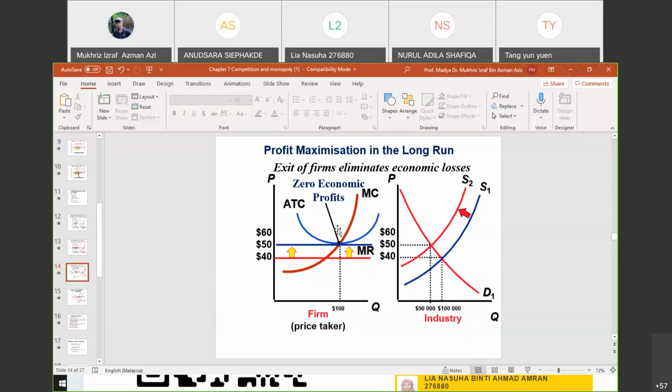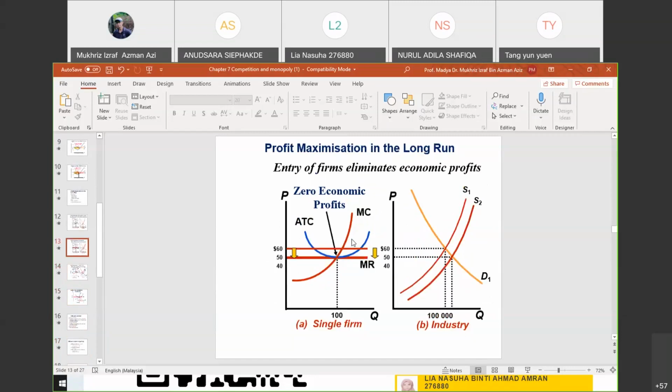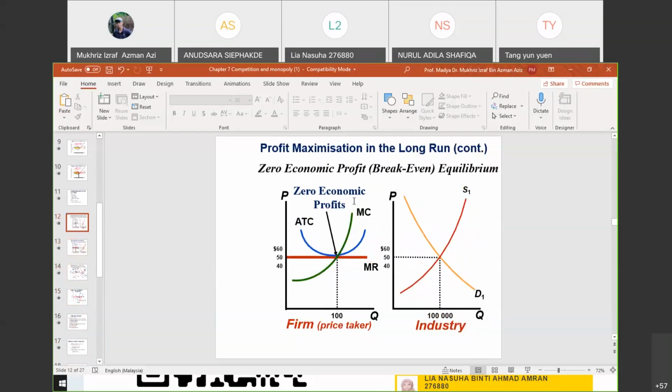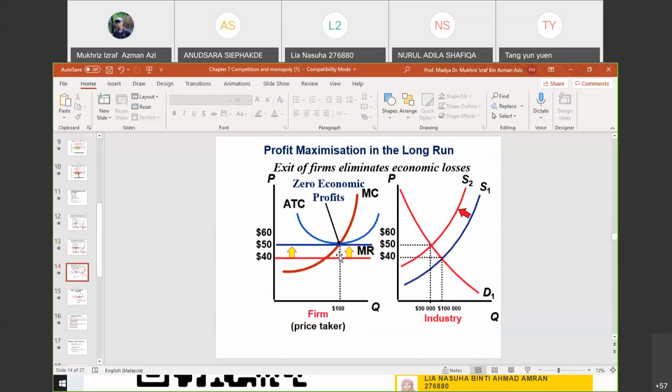So that is the main thing that you need to understand. Not so much about the graph, but as long as you understand that in the long run, a firm can only get zero profit, whereby the price is equal to the minimum average cost. That is the main thing you need to understand. But if the price is below your average cost, you need to exit the market.